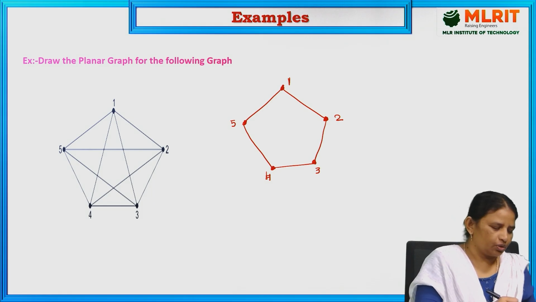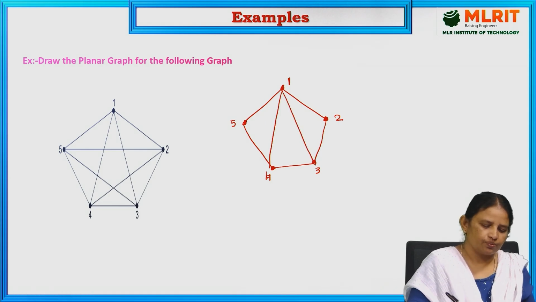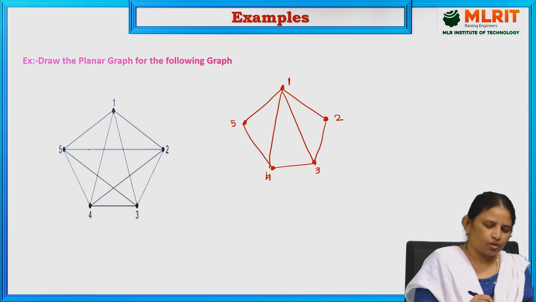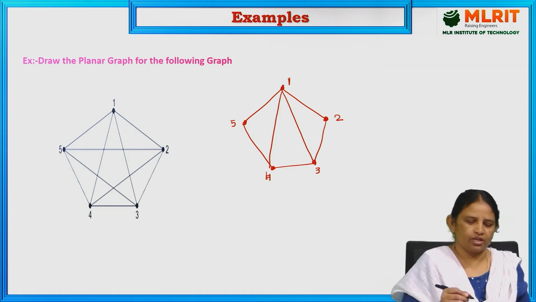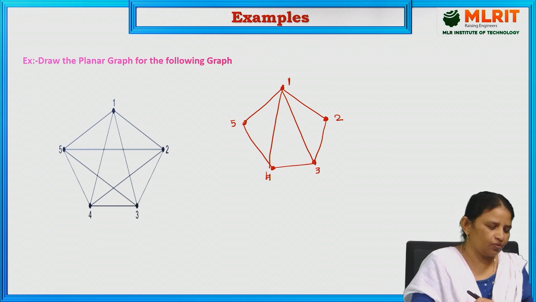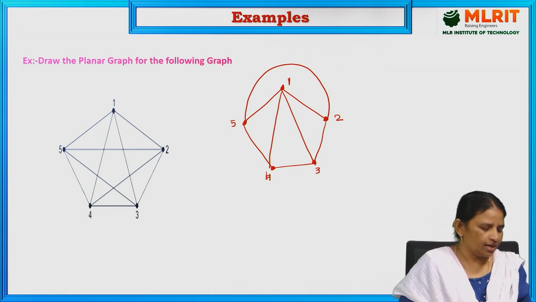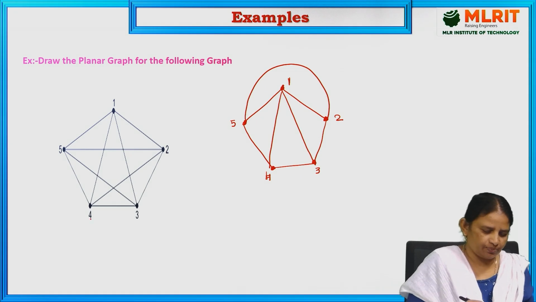Next, we need to draw from 1 to 4, no crossing. 1 to 3, no crossing. Okay. Next, 2 to 5. If you draw from 2 to 5 inside the graph, there is a crossing of the edges. So we have to draw from 2 to 5 like this, but without changing the meaning of the statement. Next, all edges are complete 2 to 5. Then after that 5 to 3.